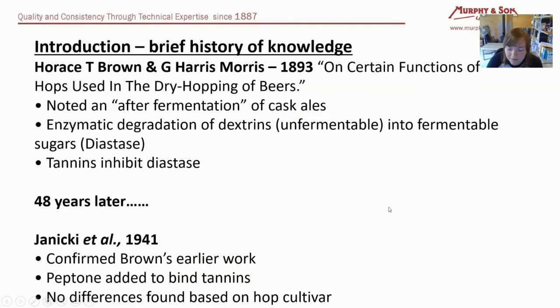So just as a little brief history, it was actually in 1893 that Brown and Morris wrote a paper on certain functions of hops used in the dry hopping of beers. And they noted that there was an after-fermentation of cask ales, and they deduced that enzymatic degradation of dextrins, so these unfermentable sugars, was turning them into fermentable sugars. And finally, that tannins inhibit this diastase.